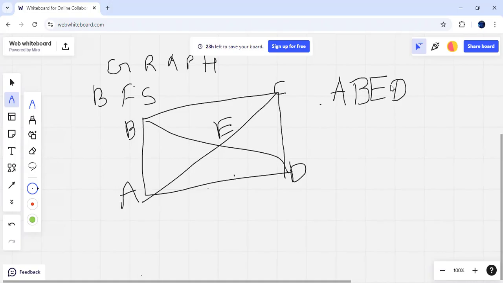Now we'll move to all the adjacent vertices of B. So all the adjacent vertices of B are A, E, and C. So A and E are already covered. So we'll be writing here C. So that is the last vertex. So this is our BFS.